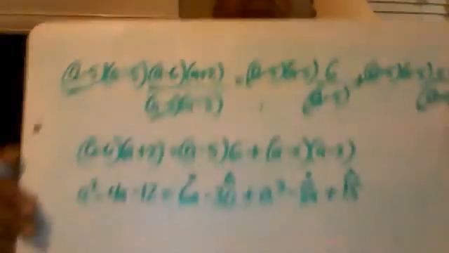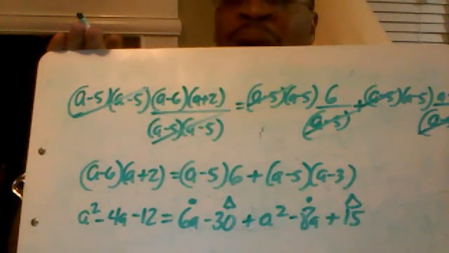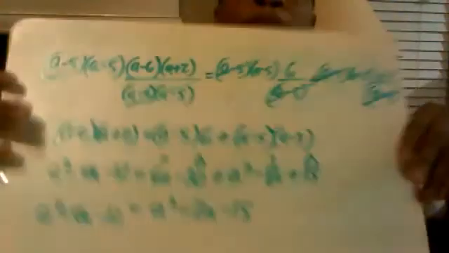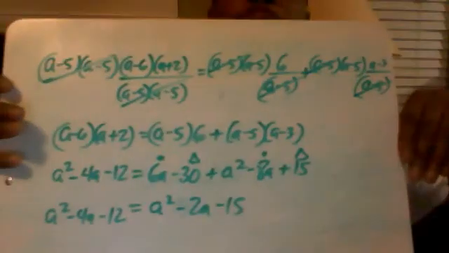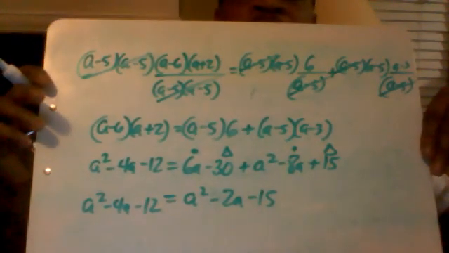So you should see how you have 6A minus 8A is negative 2A. Then negative 30 and positive 15 is going to be negative 15. So I'm simplifying the right side. Okay. I've simplified it. Now what you got to do is move everything to one side of the equation. That's what you want to start doing.